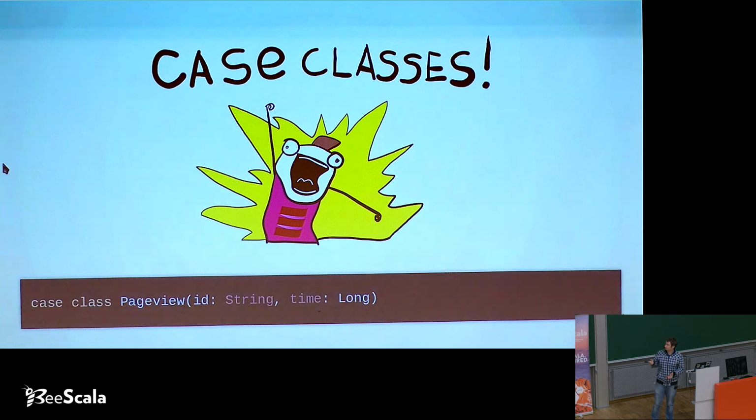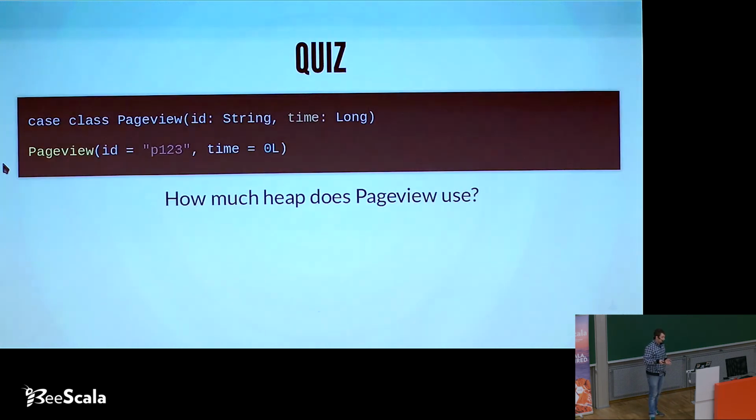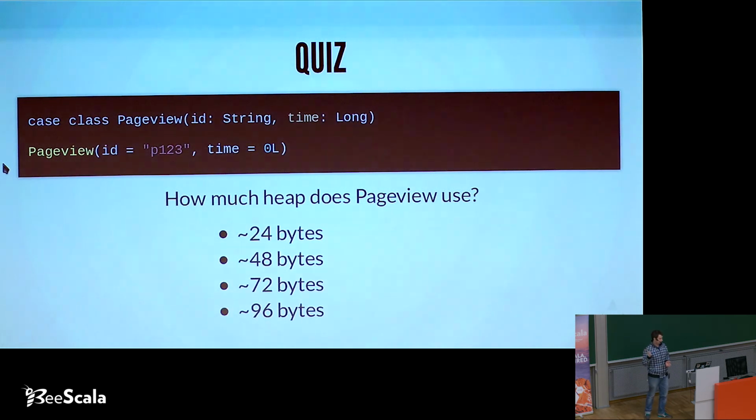So let's imagine we have a case class called PageView. It has only 2 fields, like the identifier of something and the timestamp. And here comes a short quiz. So we have a PageView instance like this, with only 2 fields. How much heap space does this PageView use? There are some options.